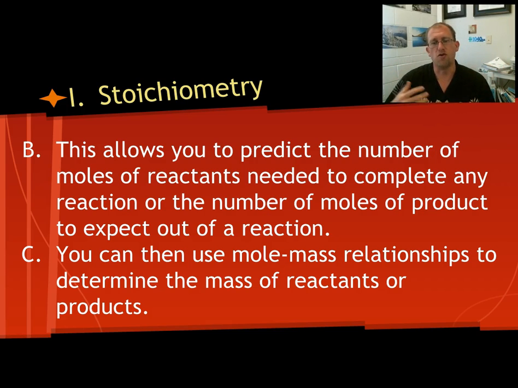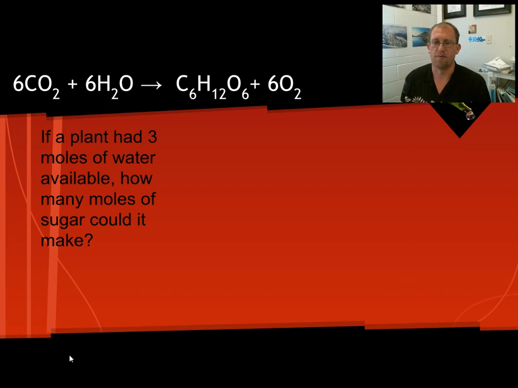You can then use the mole-mass relationships to determine the mass of reactants or products. You already know how to use molar mass to convert from masses to moles or moles to masses, and now you're going to use this coefficient bridge so that you can say, I need this many grams of A and this many grams of B, and I should get this many grams of C and D when I'm done. That's what we're doing here. So let's look at several examples.